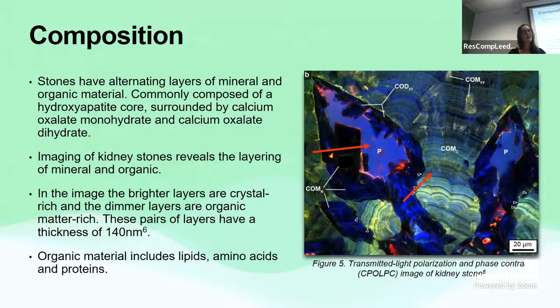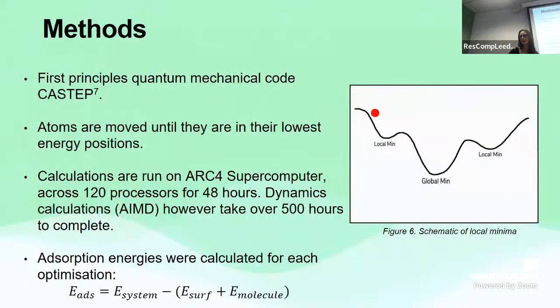When they're extracted, they obviously clean the stone and that degrades the organic material. So we have empty pores, which calcium oxalate dihydrate crystals are then growing into, which is shown here. In this work, we've used the first principles quantum mechanical code CASTEP, which moves atoms into their lowest energy position. So we're focusing on atomistic chemistry between the crystals and the organic molecules.